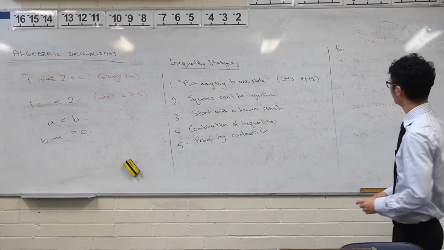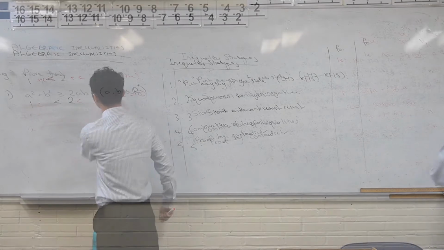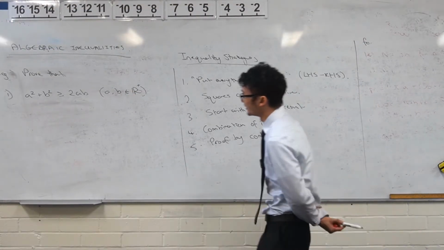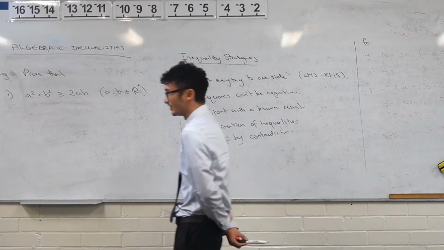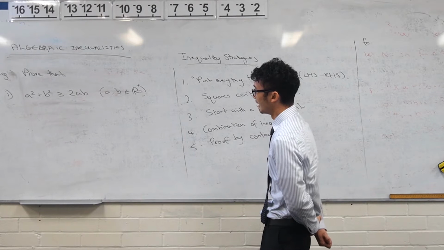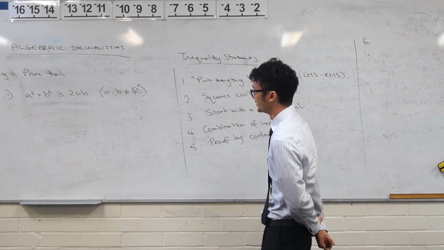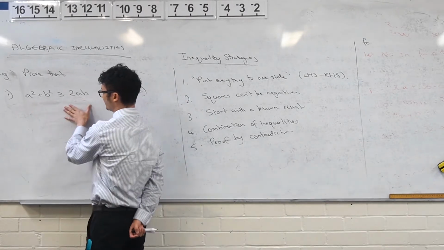So let's start with this one. Show that a²+b² is greater than or equal to 2ab. And I guess, before you start the algebra, think about it intuitively. Does this make sense? Is this expression here always going to be bigger than or equal to this one?